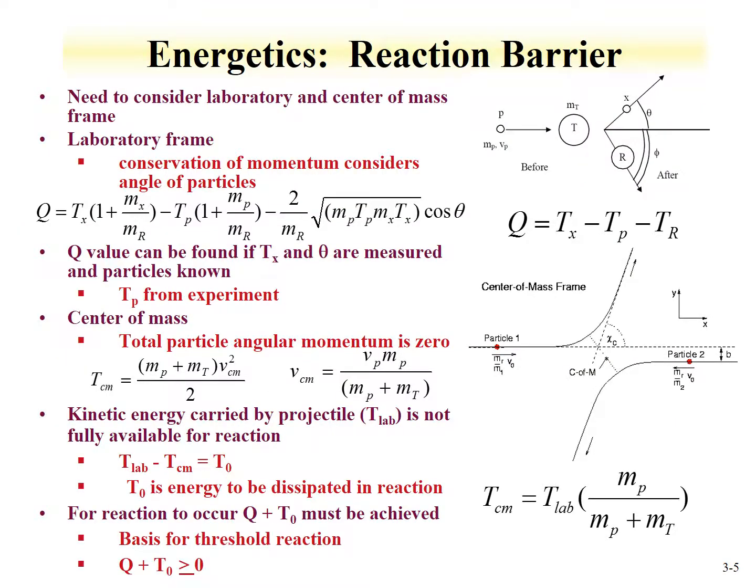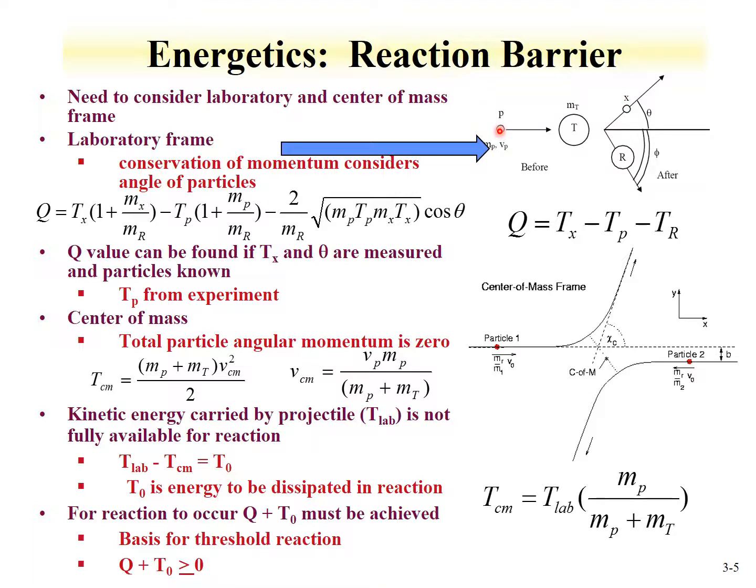Now we can use the equations we just discussed to correctly evaluate what energies are used for a reaction to occur in the laboratory. And what we need to do, we need to consider both a laboratory and center of mass frame. For the laboratory frame, we need to consider the conservation of momentum. So in a laboratory, here's an example of a target. A projectile hits the target. We get our product and the other product from the reaction. Both the two products are moving.